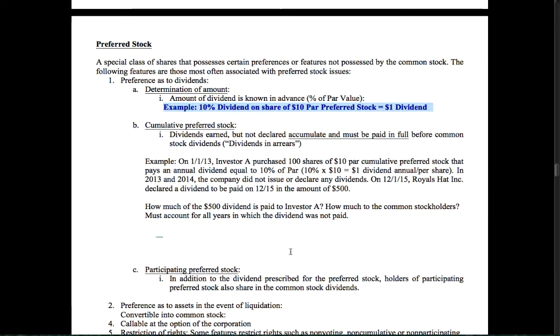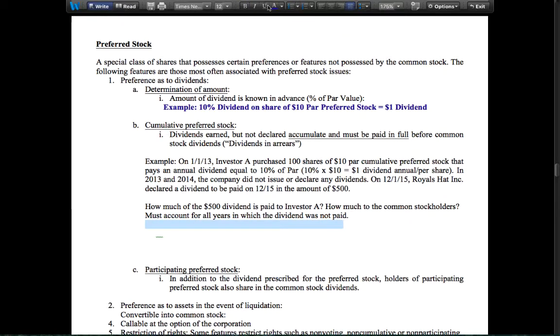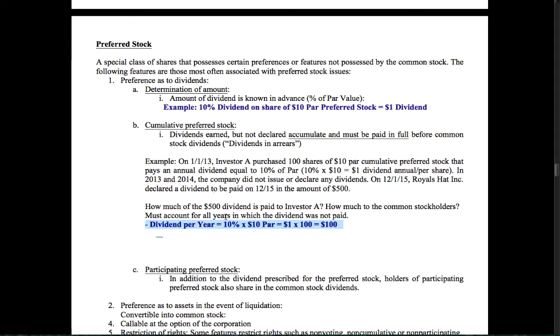So, going through this example, we will say how much of the $500 dividend is paid to Investor A, and then how much is left over to the common stockholders. Remember, you must account for all years in which the dividend was not paid previously. So first, let's calculate the dividend per year, which I gave to you in the example, and times the 100 shares equals $100.